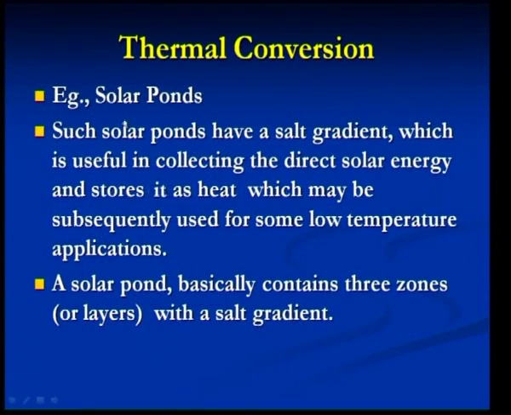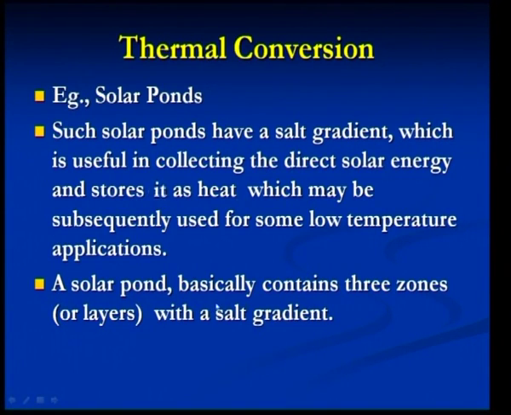Now, here is another best example for an active system where you make use of a solar pond. So, in this solar pond, what is happening? Let us get a brief note on that. Such solar ponds have a salt gradient which is useful in collecting the direct solar energy, and it stores it in the form of heat, which may be subsequently used for some kind of low temperature applications.